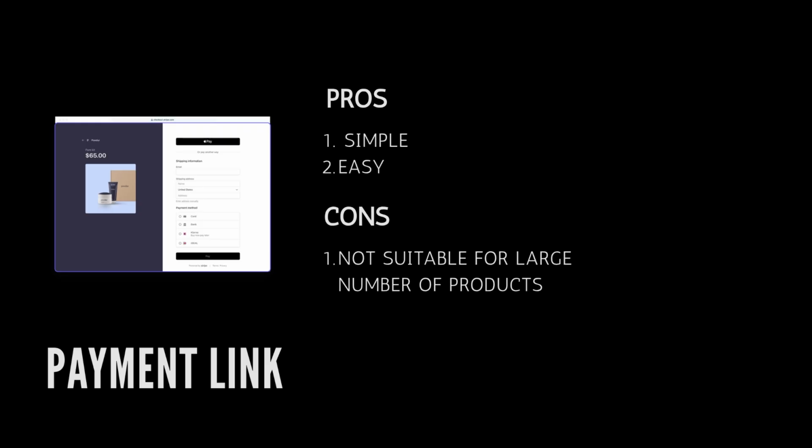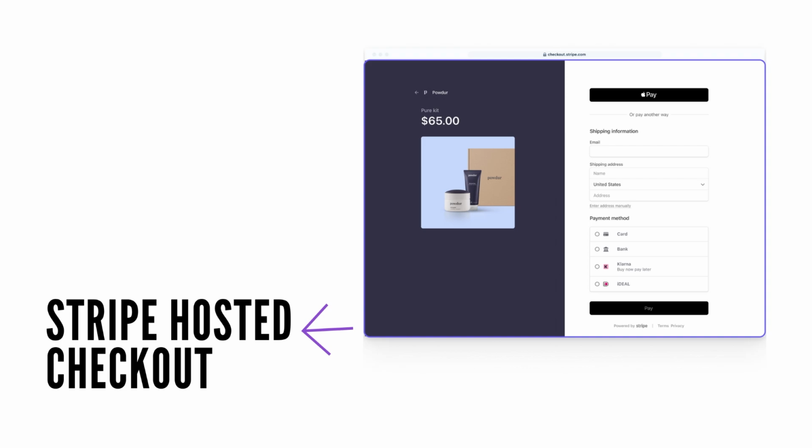So the benefit of payment links are it is simple and is very easy to use. You don't need to write any kind of code. And the cons would be that it might not be suitable for a large number of products, or if you have complex products with a lot of variants, sizes, etc. To fix all this, you have Stripe hosted checkout.